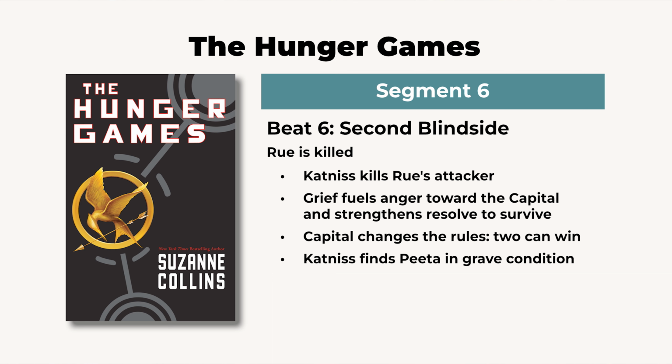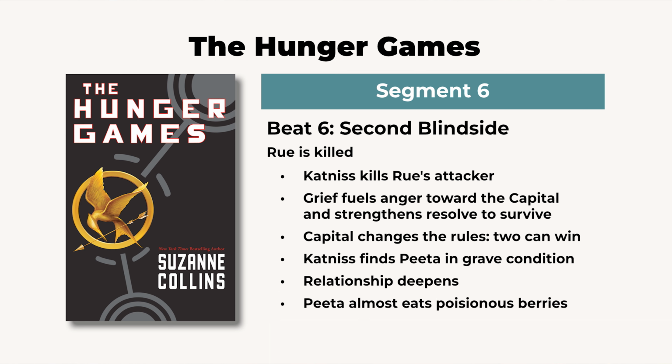Katniss finds Peeta with a high fever and a grave leg injury. She does what she can to help him heal, but it just isn't enough. Their relationship deepens. Still in terrible shape, Peeta almost eats poison berries. Katniss stops him and keeps them in case they might come in handy against Cato, who is now the only other remaining tribute.